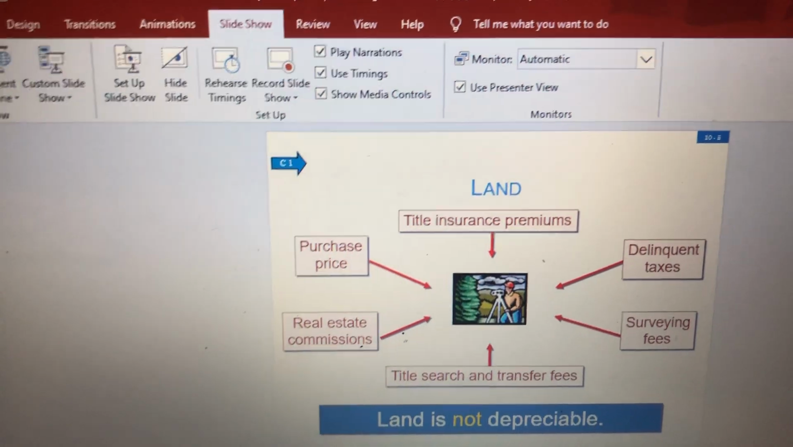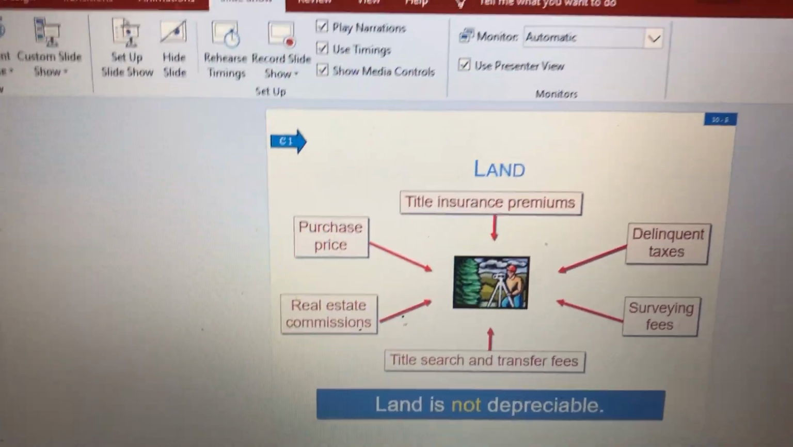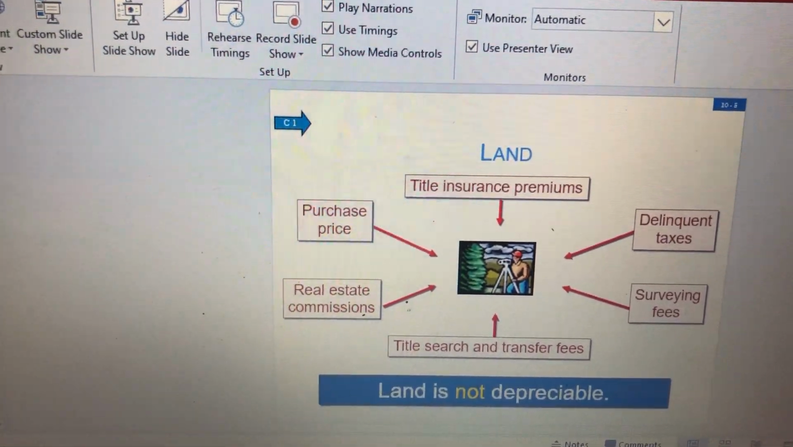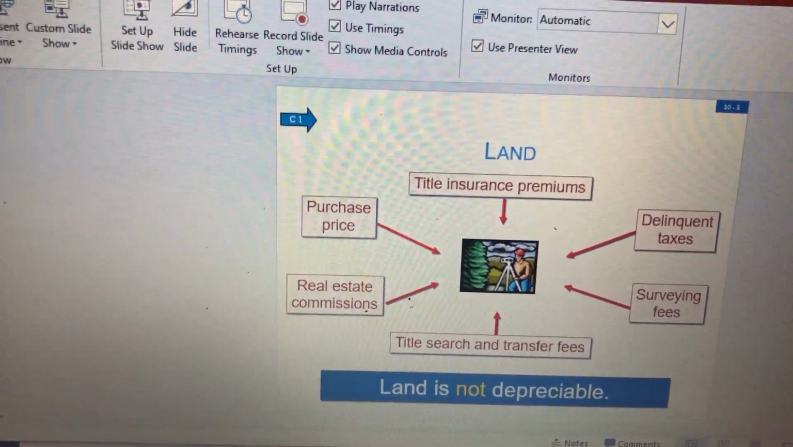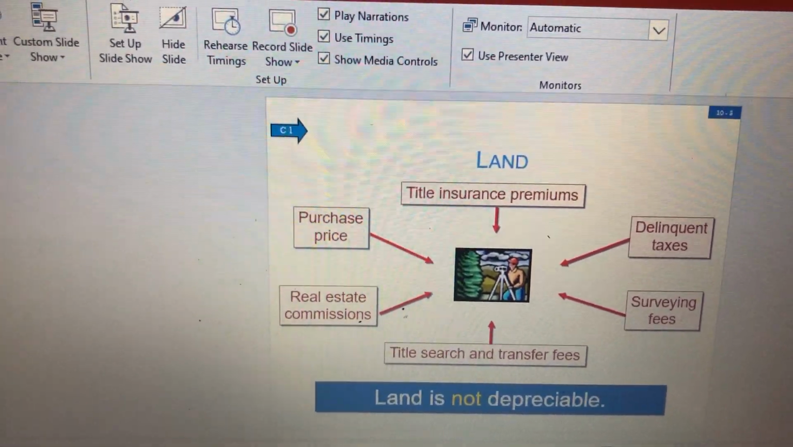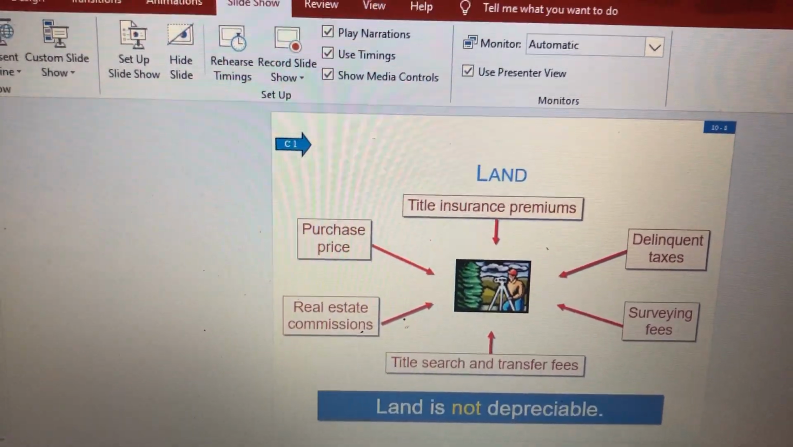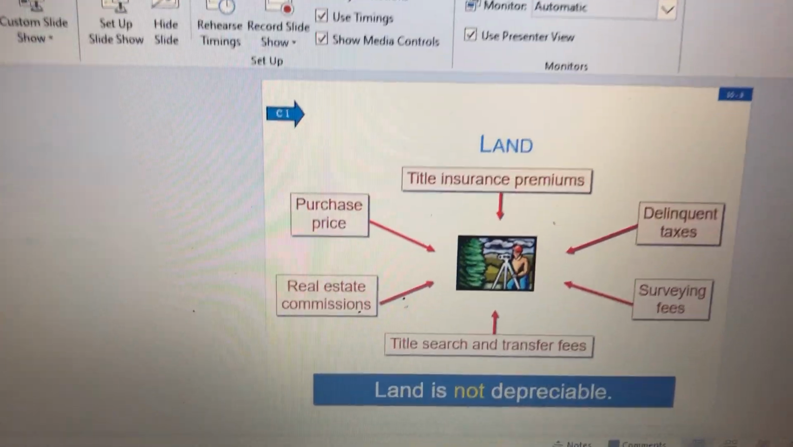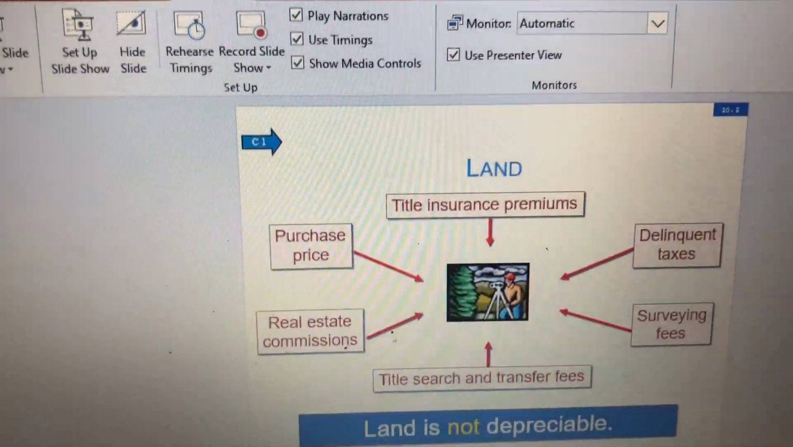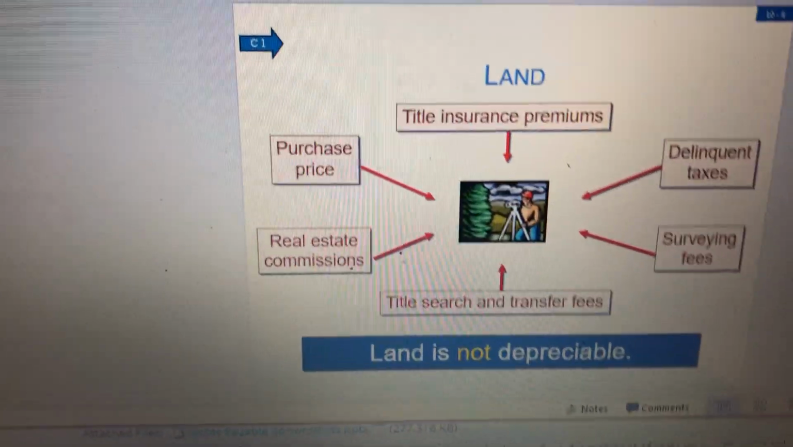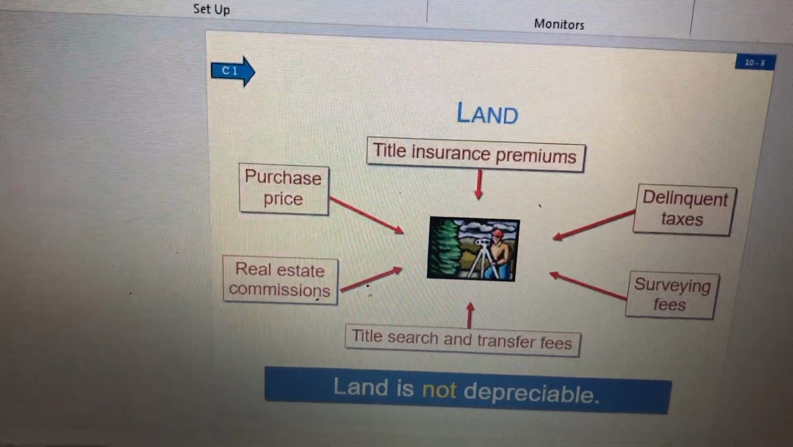you can't get what you originally paid for it because nobody wants to buy a piece of land to build a house that's by a landfill. Okay, so that might be an item that you would think does decline in value, but for all practical purposes, they say that land does not depreciate, so we do not depreciate land.